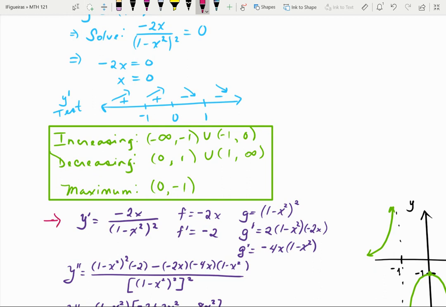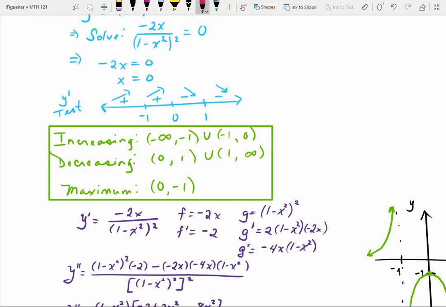Since my second derivative is a quotient with a variable in the numerator and the denominator, I'm just going to go ahead and use quotient rule. So here on the right, I wrote out the parts for quotient rule. So f is my numerator, that's negative 2x. F prime is negative 2. G is my denominator, (1 minus x squared) to the second power. And g prime, here I have to use chain rule. This will be 2 times (1 minus x squared) times the derivative of the inside, which is negative 2x. And so my g prime is negative 4x times (1 minus x squared).